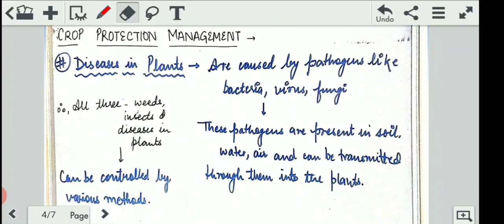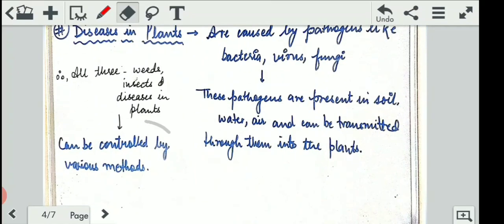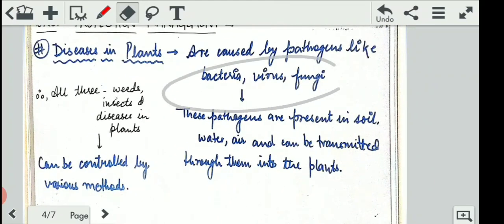Third thing which affects our crops is diseases. Various diseases might occur in plants which affect them. These are caused by pathogens like bacteria, virus and fungi. All three, weeds, insects and diseases in plants, can be controlled by various methods which we will study ahead. But for diseases, these bacteria, virus, fungi are the major pathogens which come and infect the plants.